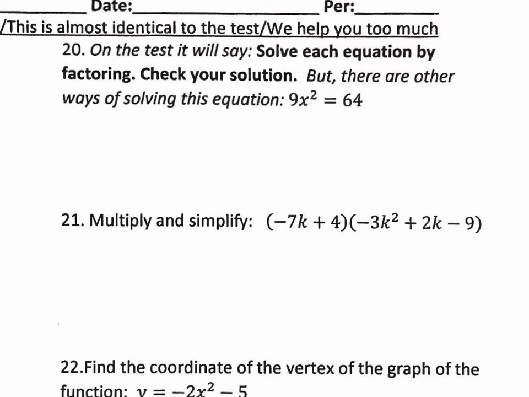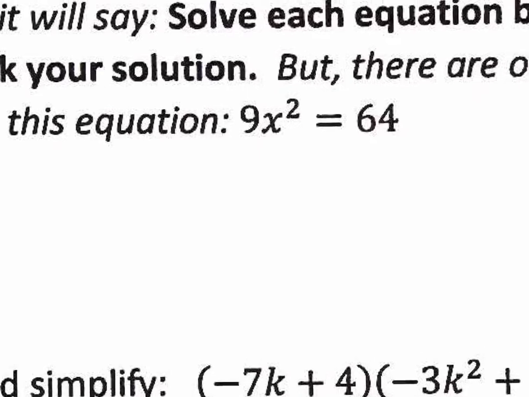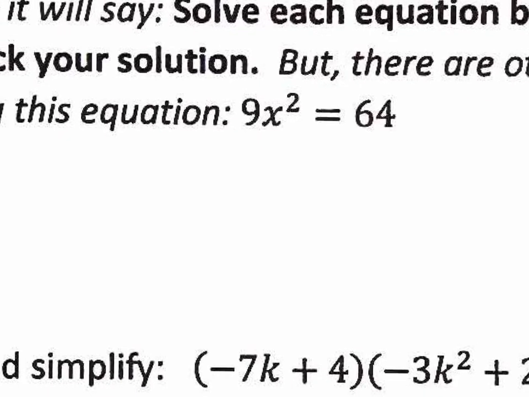Since there's only one x, you can isolate the x by getting rid of things. And how do you get rid of things? By doing the opposite. So right here we clearly see a 9 times x squared. So if I want to get rid of that multiplication of 9, I'm going to divide by 9. And what I do to one side, I do to the other. So I will have my new equation that reads x squared equals 64 over 9.